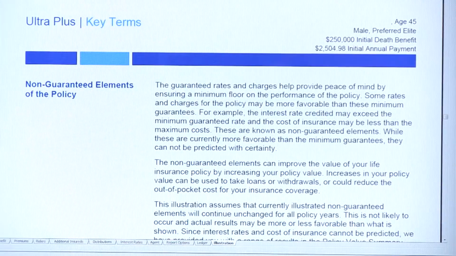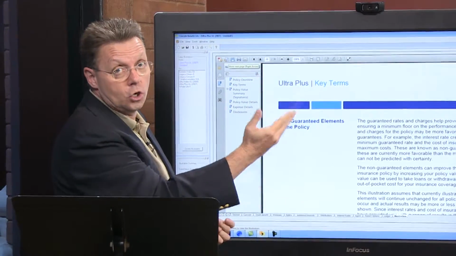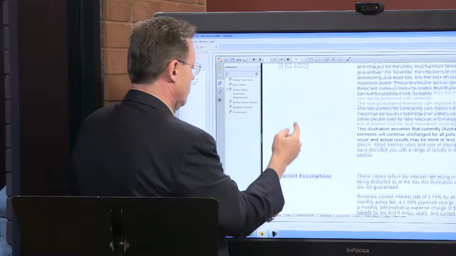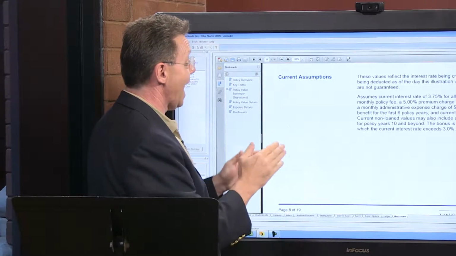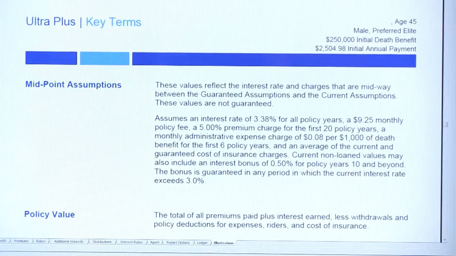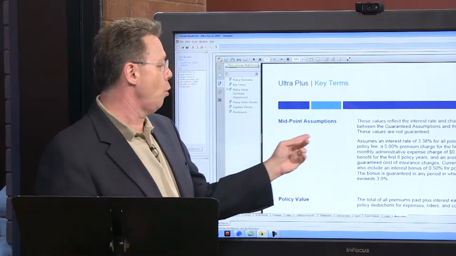And then I'm looking at the non-guaranteed elements. Remember, earlier in the week, we showed the difference between the current ledger, which is non-guaranteed, and your guarantees. What are the current assumptions with your cost of insurance and the interest rate they're crediting? And then midpoint assumptions. Some carriers like to do this. This is part of our model now with the NAIC. We want to show the current company practice, the guarantees, but a midpoint assumption too.